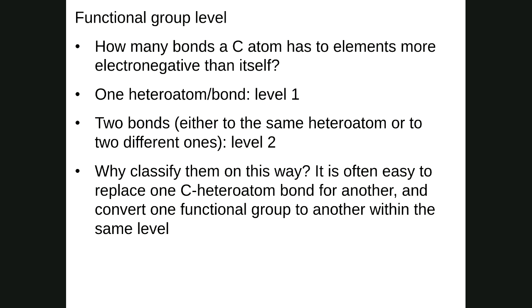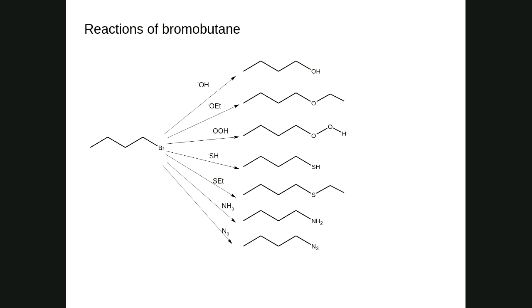Why classify them in this way? Because when we are looking at the reactivity of organic compounds, it is often quite easy to replace one of those carbon-heteroatom bonds to form another. So we can convert that particular functional group into a different functional group with another heteroatom, but at the same level. So here's an example of various reactions of bromobutane.